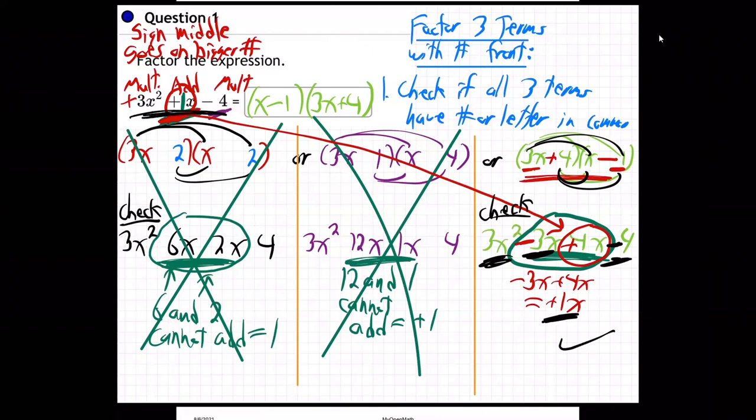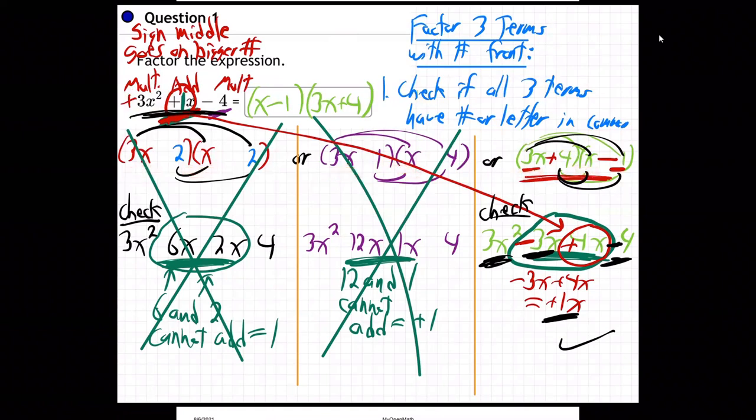All right, so let me recap. That was not easy at all. So how did we do it? When we have a number in the front, they're much harder. First, you got to check to see if they all have something in common. They did it. Then you write your 2 parentheses, but you got to make 3x squared in the front, not just x squared. So it's 3x and x, 3x and x, 3x and x.